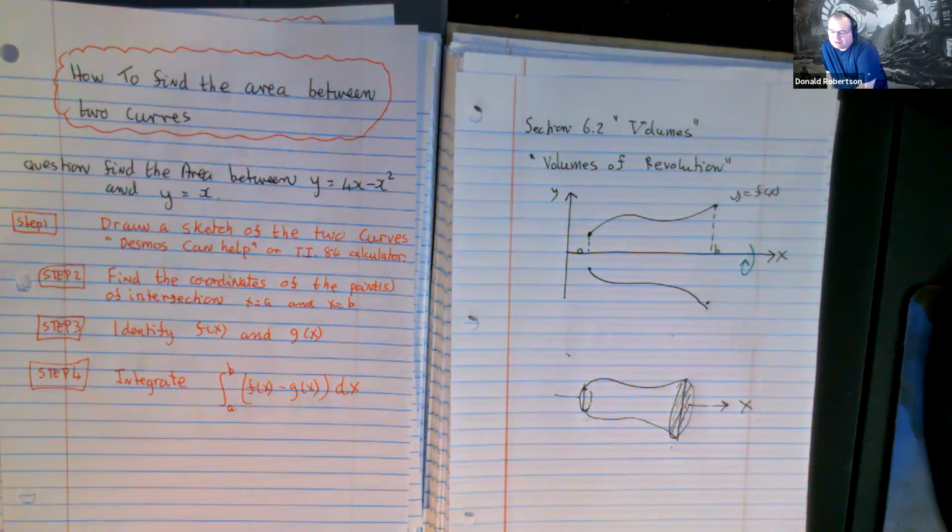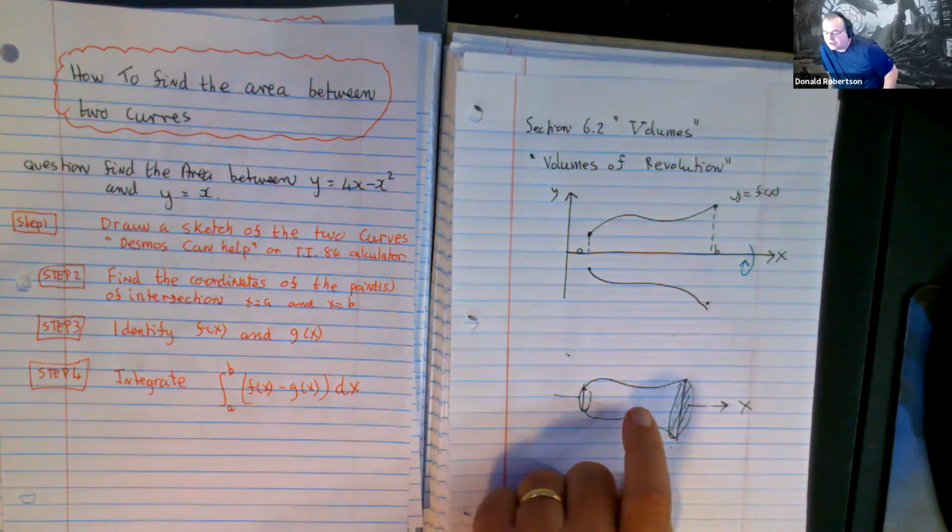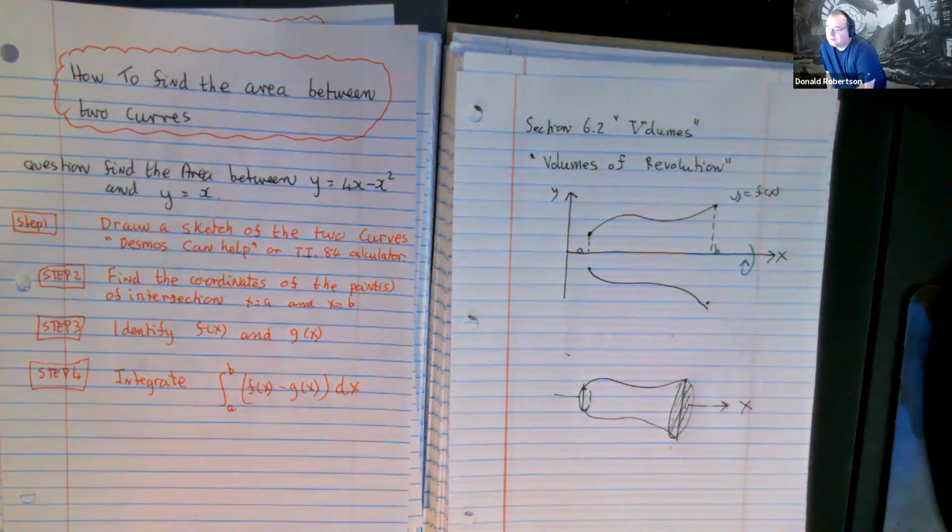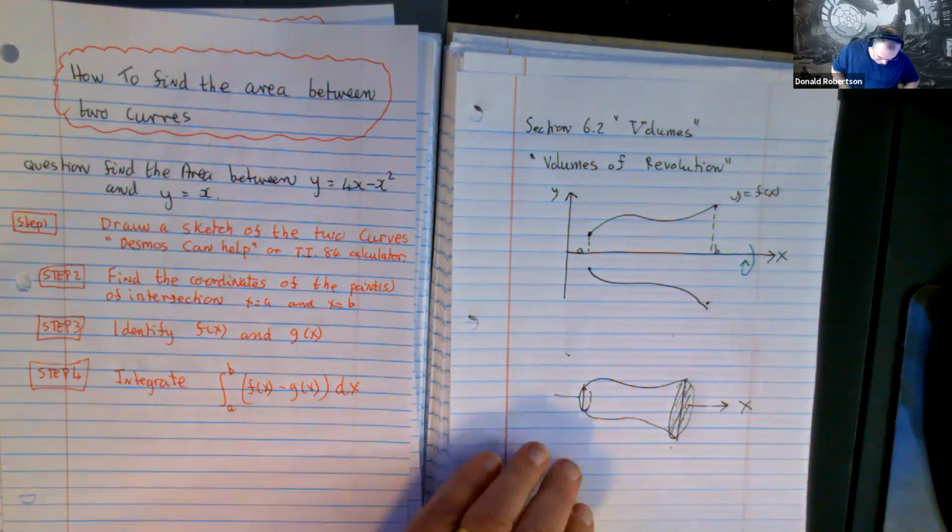Wouldn't it be nice if there was a way we could find the exact value for the volume of that chip? That's essentially what 6.2 is going to be about, finding the volume of shapes that are formed by rotating a curve about some axis. In this case, it's the x-axis, but it could be the y-axis, could even be a line like x equals 1 or y equals 1. And we are going to look at how to find that volume.